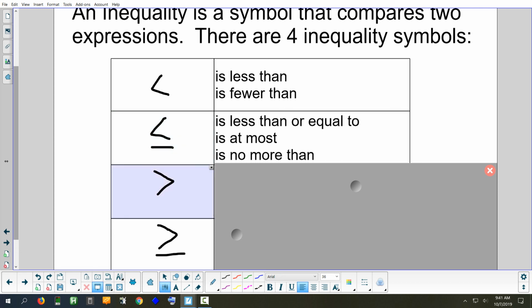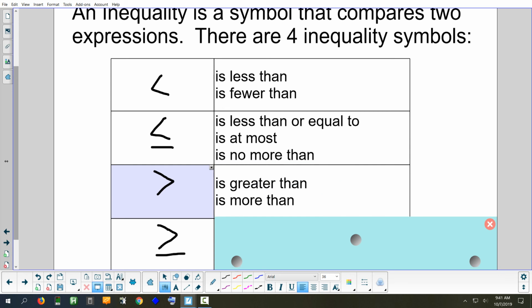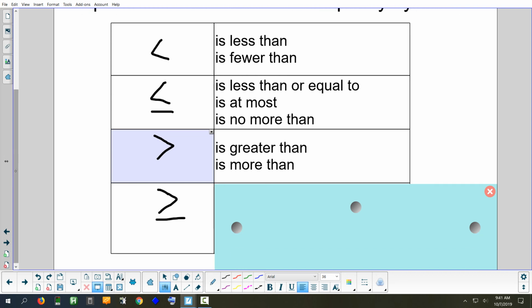How about the third symbol, Lucas? What's that one? Greater than. So we could say is greater than, or what do you think another way we can say it is? More than. Yep, more than. Pretty much we just take the same ones we already have and make it the opposite. So more than, greater than. And the last one, that's the greater than or equal to. What do you think the opposite of at most is? At least, right? At least.